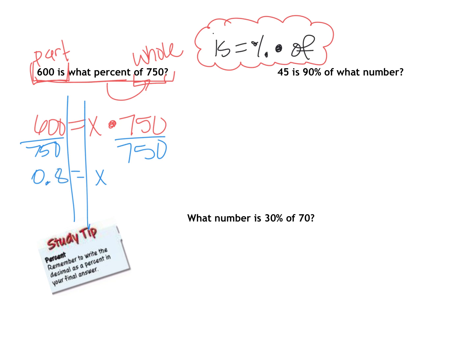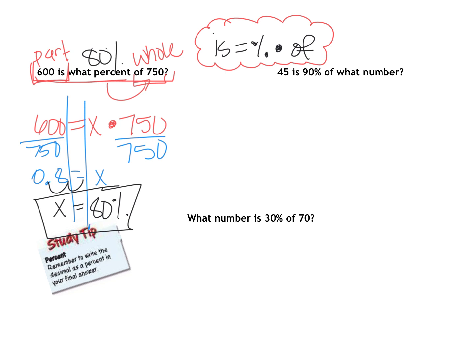But when we write the percent in the equation, we change it to a decimal, which means if we find it as a decimal, we have to change it back to a percent. So we're going to go 2 to the right to make it a percent, which would give me 80. So I'm going to go on this side and do 80%. So 600 is 80% of 750.